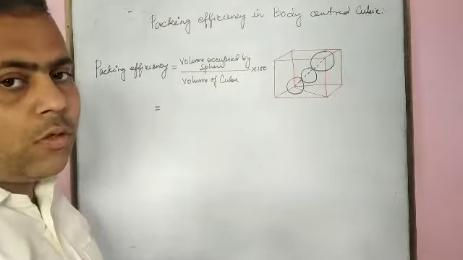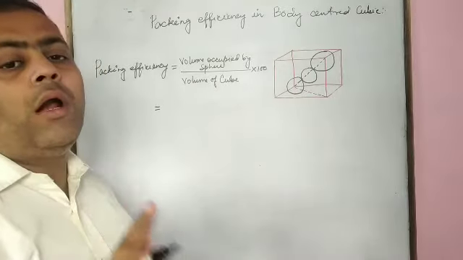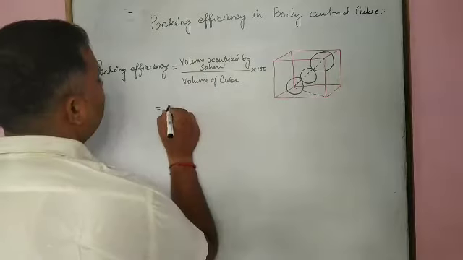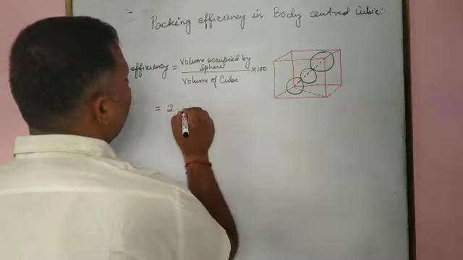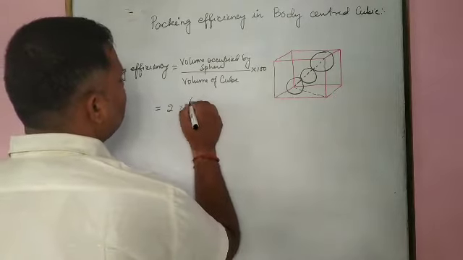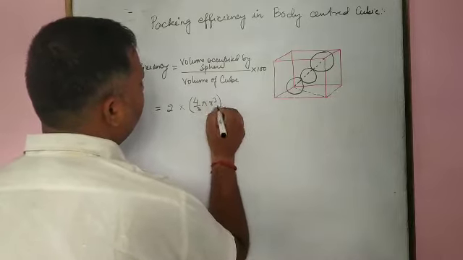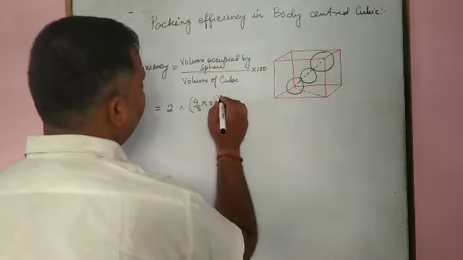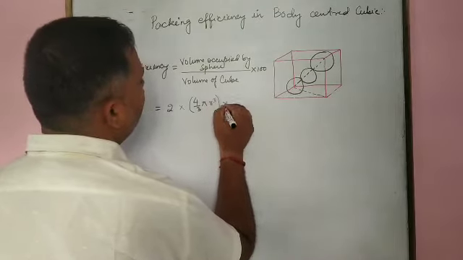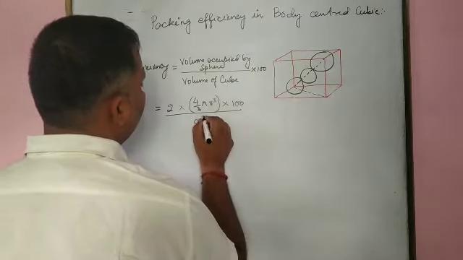In body centered cube, one sphere at the center is equal to 1, and 8 spheres at the corners contribute 1. It is equal to 2 spheres. 2 spheres into volume of the sphere. We know the volume of the sphere is equal to 4 by 3 pi r cube. So 4 by 3 pi r cube into 100 by volume of the cube, a cube.